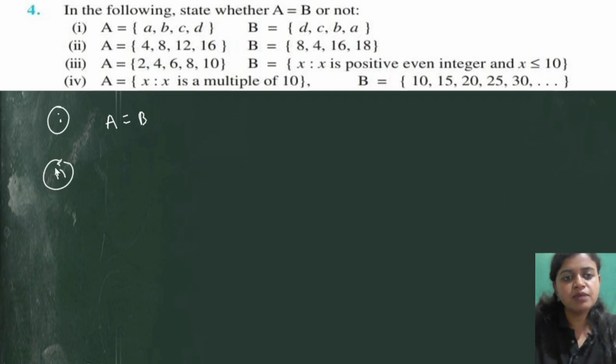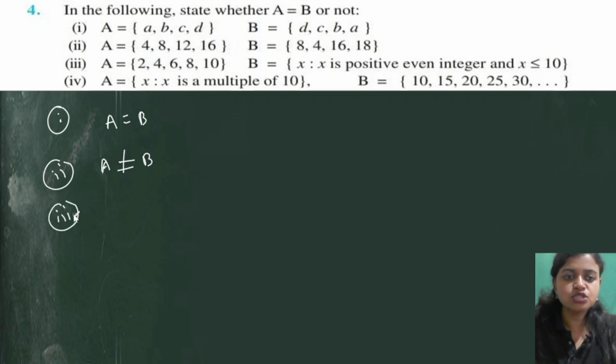Next, question number 2. A equals 4, 8, 12, 16 and B equals this one. You have to check whether each element of A belongs to B or not. 4 is there, 8 is there, 12 does not belong to B, 16 belongs to B, but the element 18 of B does not belong to A. That's why A is not equal to B here. So you have to compare like that.